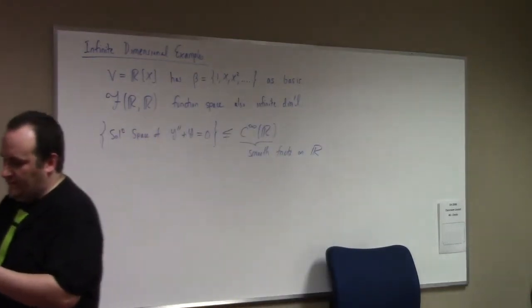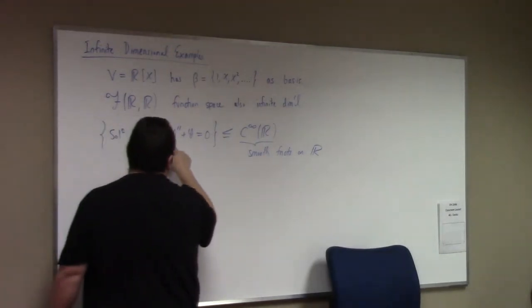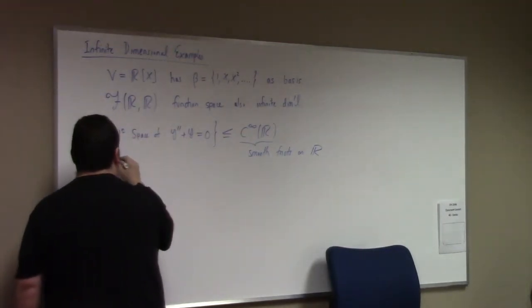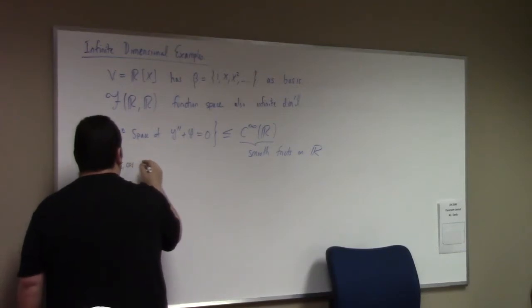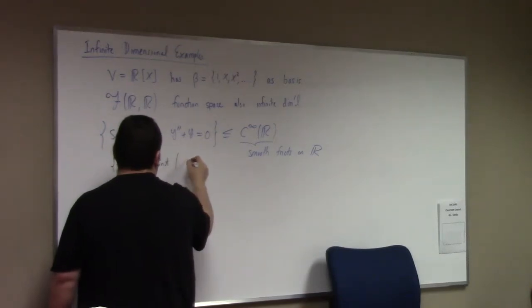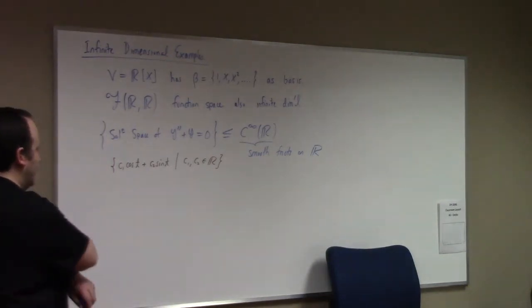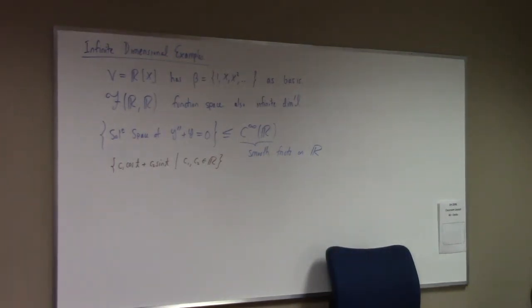In fact, and this is outside the scope of this course to prove, but in differential equations, you learn that the solution space of the differential equation y'' + y = 0 is nothing more than c1 cos t + c2 sin t, such that c1 and c2 are real numbers. So that's actually what that solution space looks like. You can prove that cosine and sine are linearly independent as functions, so that's actually a two-dimensional subspace of that infinite dimensional space of smooth functions.